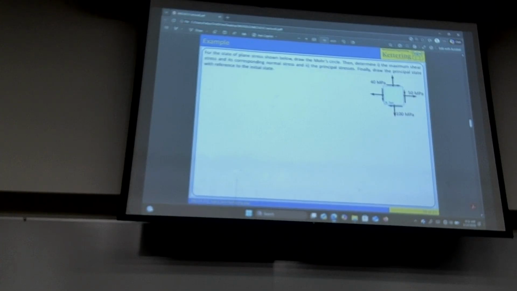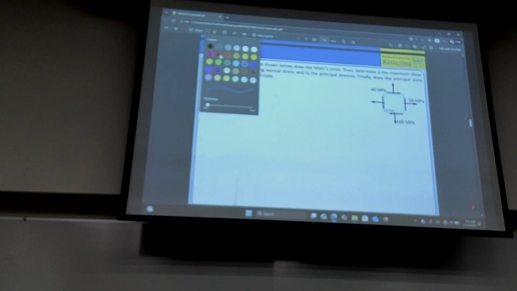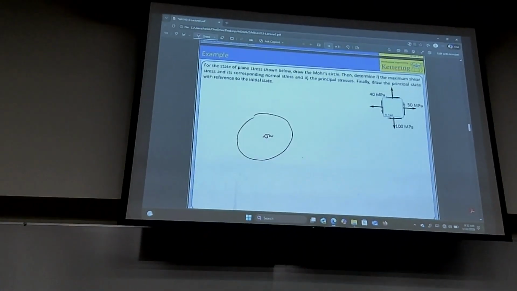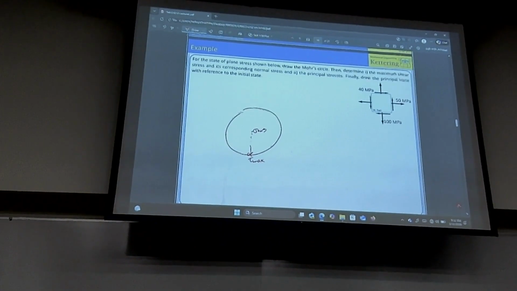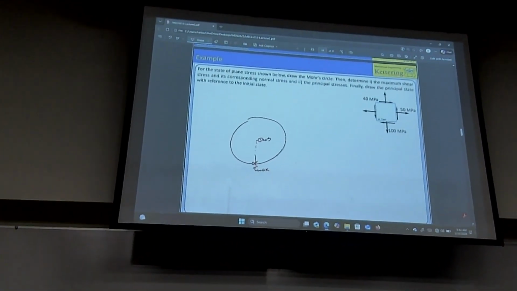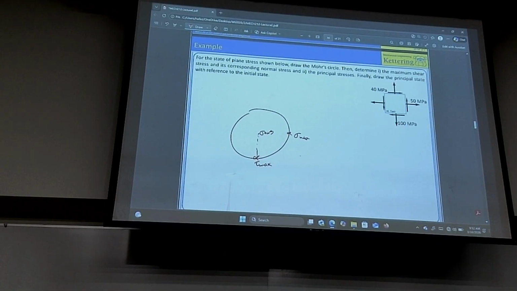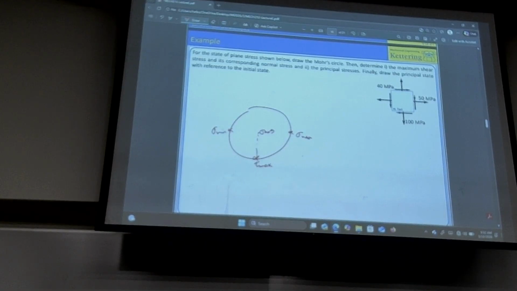Speaking of the circle, maybe I can draw one here, just to make it easy. So you said this is sigma average, and right below it you said this is tau max. Good. So where is sigma max on this? To the right. Okay, good. And sigma min? To the left. All right, good.